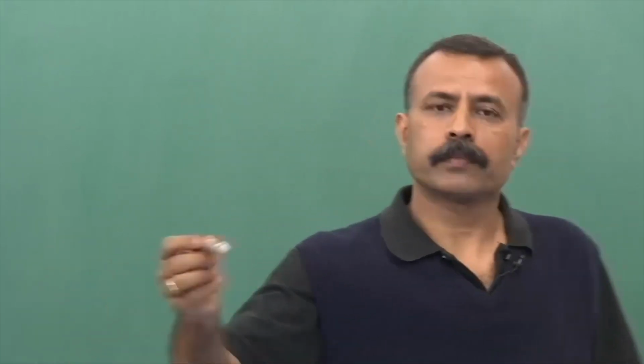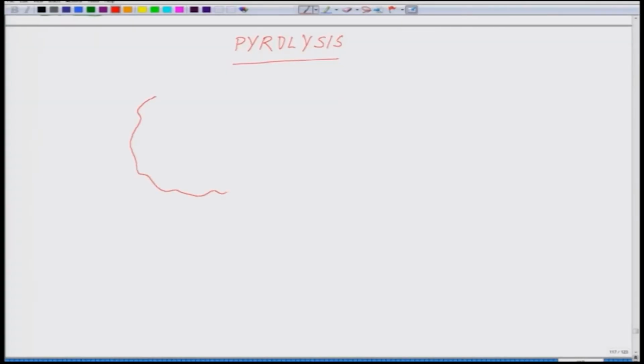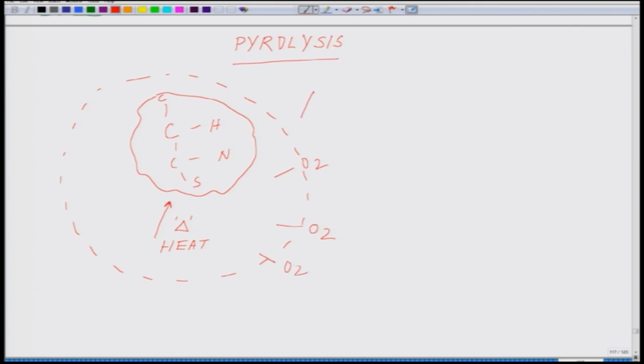So, say for example, if you have a material like this which consists of carbon, hydrogen, carbon, nitrogen, sulfur, whatever, you can keep on adding all the different kinds of elements. Now, you heat this up, you provide heat energy, and you maintain this in a minus oxygen environment, or no oxygen. Okay. So, this is the situation.